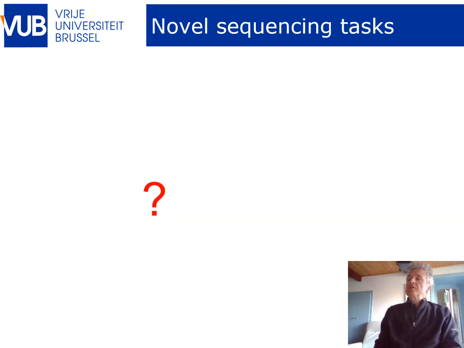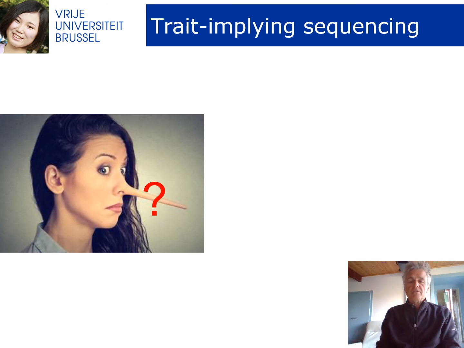Okay, this was the first attempt to show that the cerebellum was involved in sequencing of social actions. What other social mentalizing activities and inferences could be involved? So we developed a number of novel tasks. One of the tasks was, is this person a liar or not?